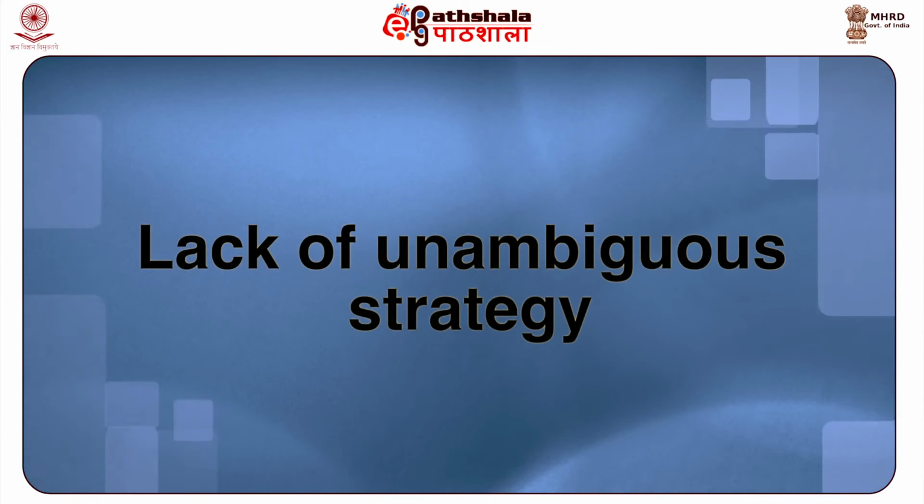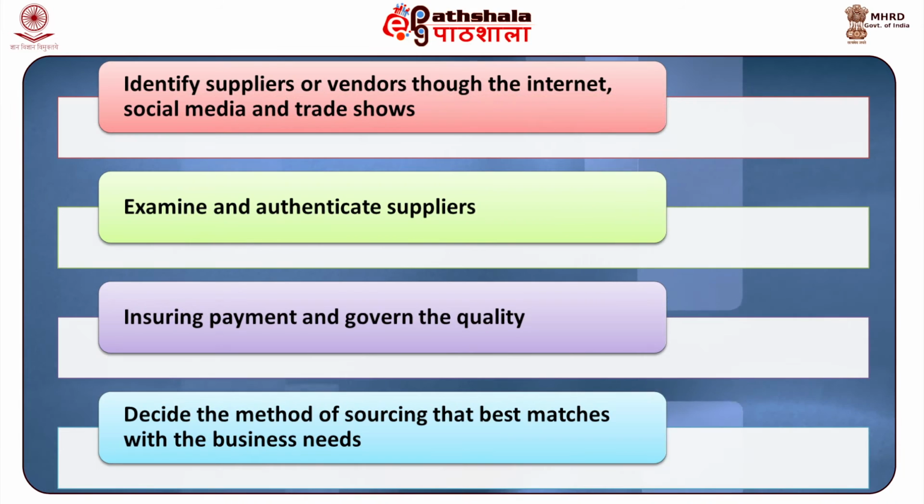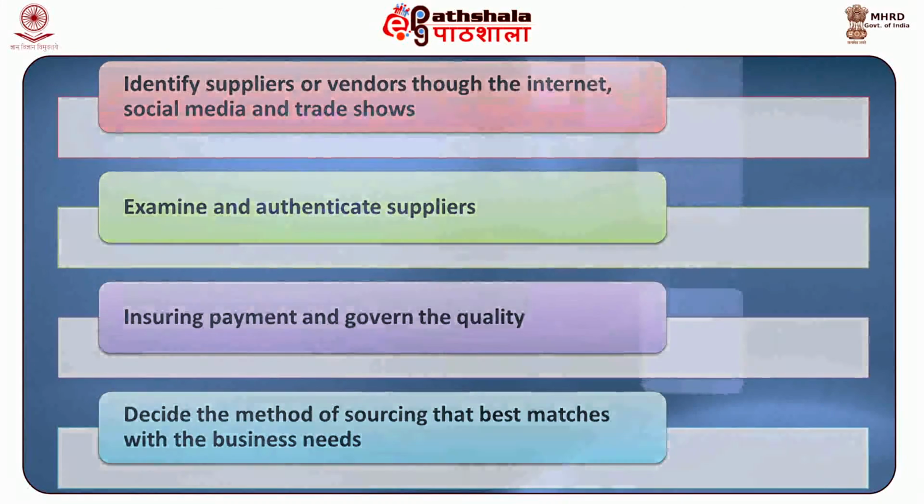1. Lack of unambiguous strategy. Best way to cure this problem is by including the following. That is, identify suppliers or vendors through the internet, social media and trade shows. Examine and authenticate suppliers. Ensuring payment and govern the quality. Decide the method of sourcing that best matches with the business needs.